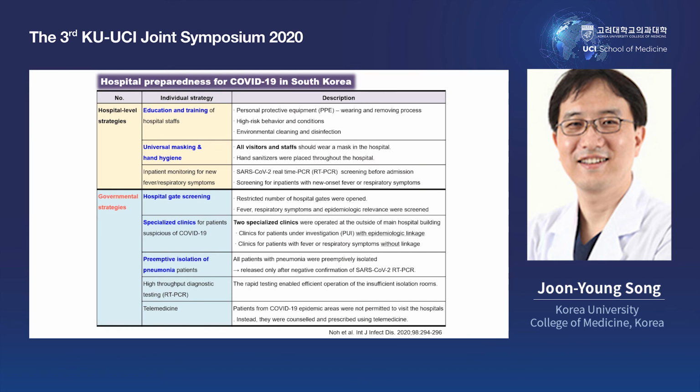Based on the past experience of the MERS epidemic in 2015, the Korean government established several safe hospital strategies. First, hospital entrance was restricted and gate screening was strengthened. Second, 2 specialized clinics were operated outside of the main hospital building, one for patients with epidemiologic linkage with COVID-19 and another for febrile respiratory patients without epidemiologic linkage. In addition, pneumonia patients were preemptively isolated until negative confirmation of SARS-CoV-2 RT-PCR. As for the patients in the area of COVID-19 outbreak, telemedicine was introduced.